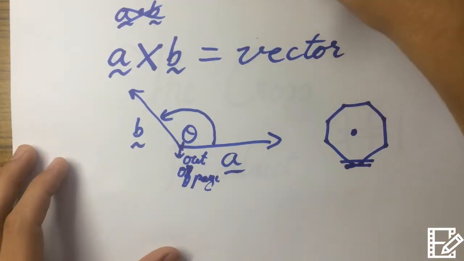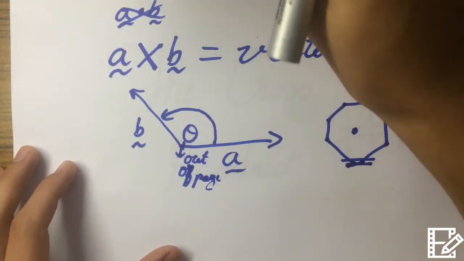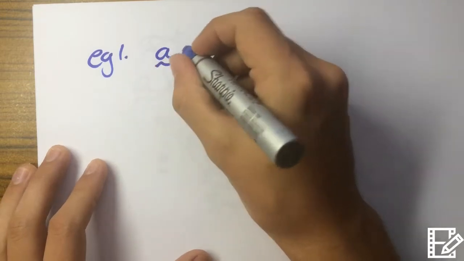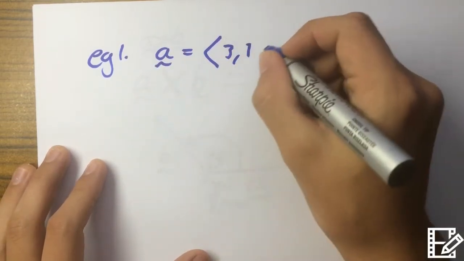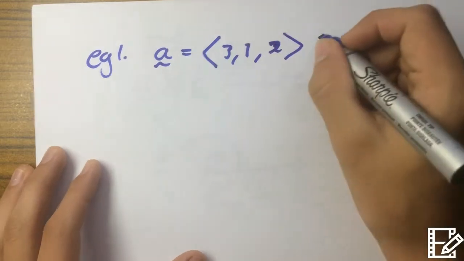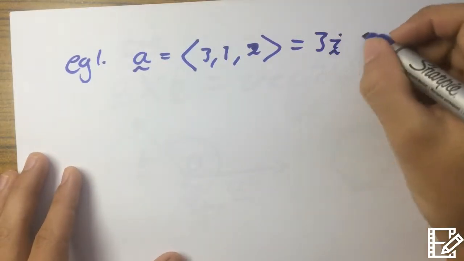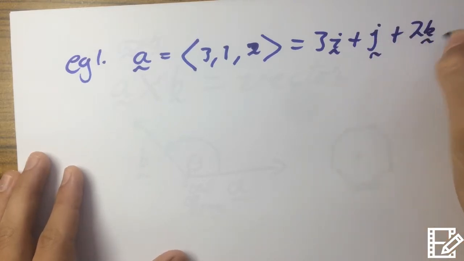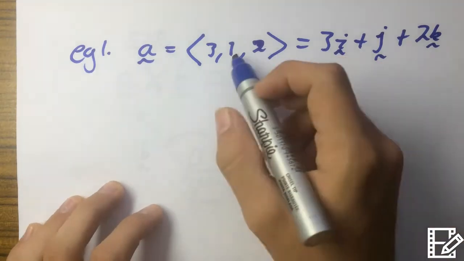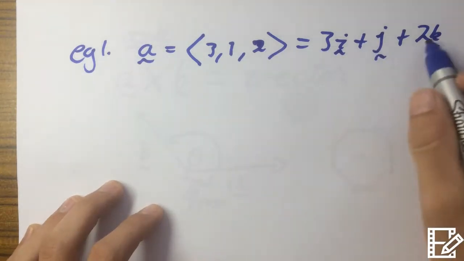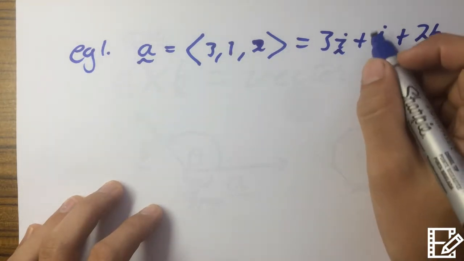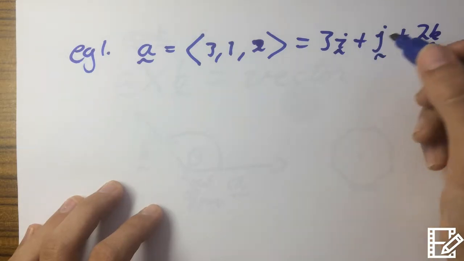Anyway, now that that's done, let's get on to an actual example. So here we have example 1, vector A, 3, 1, 2, which also means 3i plus j plus 2k. So you have 3 in the positive i direction, 1 in the positive j direction, and 2 in the positive k direction. Notice I didn't put the 1 there, that's because 1 times j is just j.